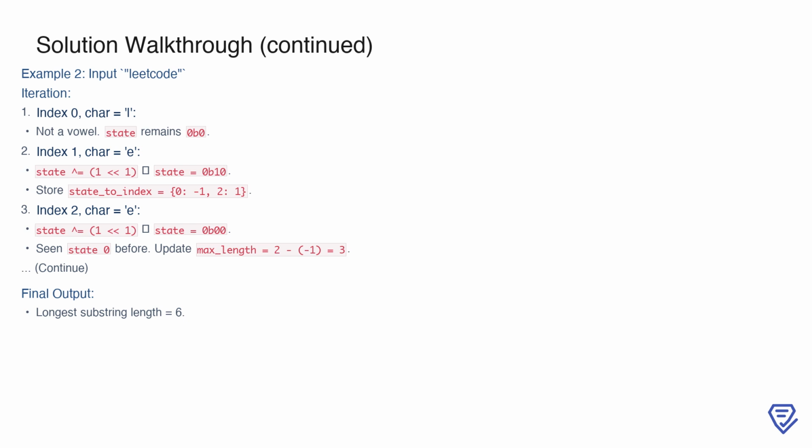At index 2, the character is again E, so we toggle the first bit back, returning to state equals 0b00. Since this state was first seen at index -1, the substring length is 2 - (-1) = 3, and we update max_length. Continuing this process for the entire string, we find that the longest balanced substring for LeetCode has a length of 6. This example highlights how the same approach can handle different input strings with varying distributions of vowels.